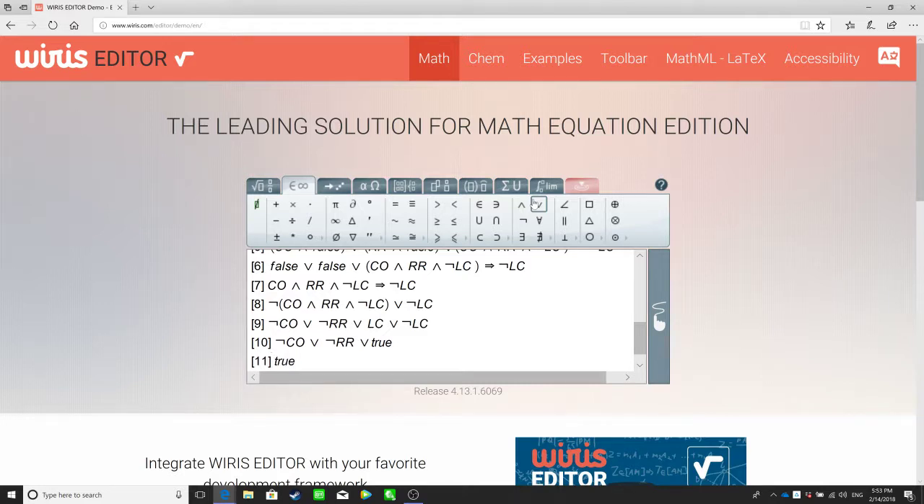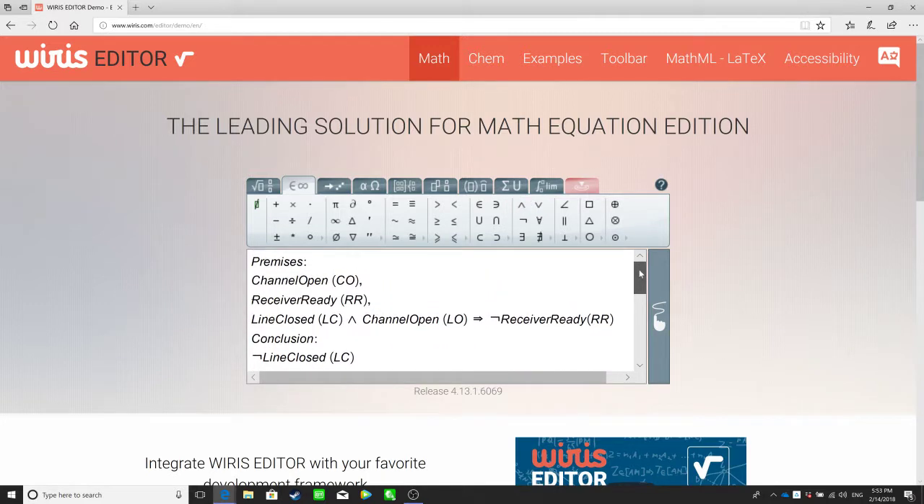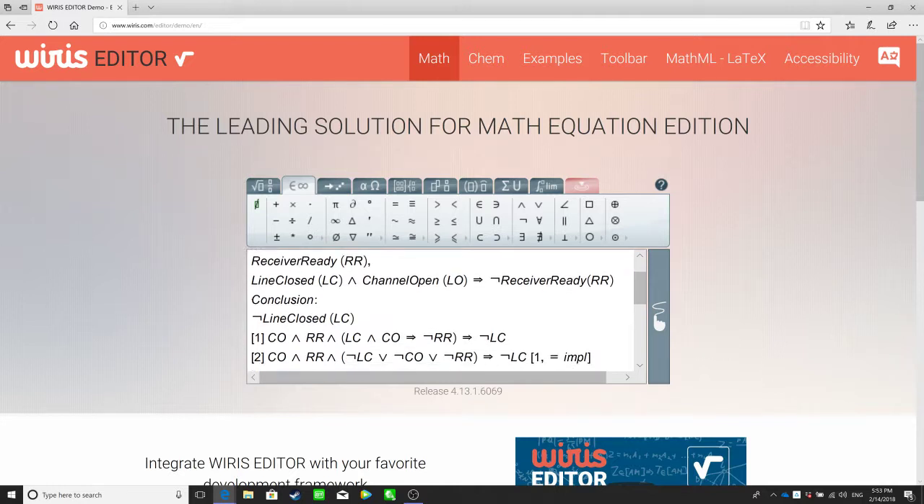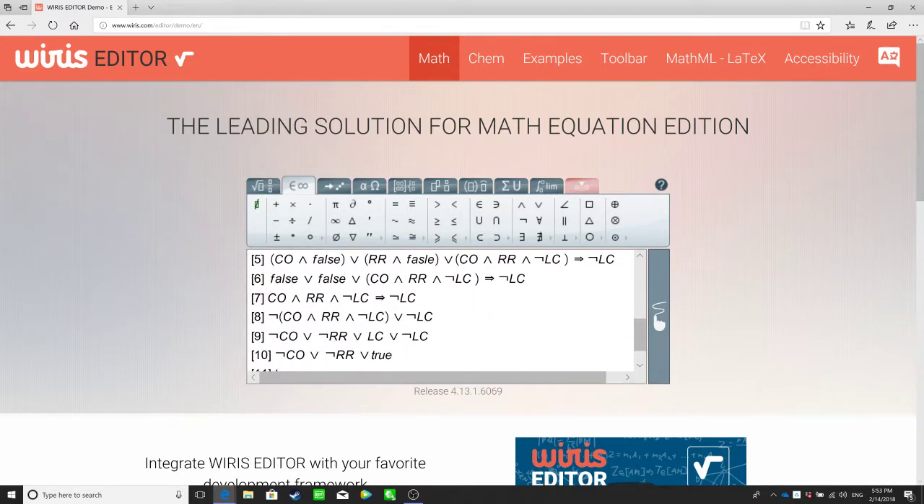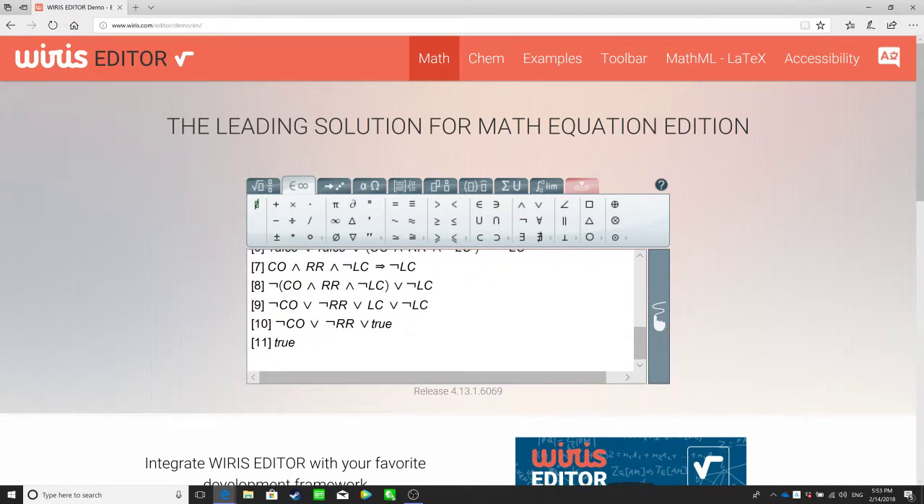Okay. Then we finally prove this thing. Channel open, receiver ready, and so on from here. Actually, logically, it's hard to tell if we can get this conclusion from here, right? Because there are too many steps there. But if we use this propositional calculus step by step, we will have those deductions there.